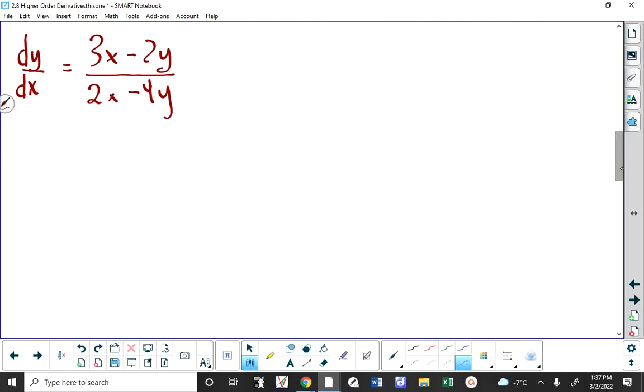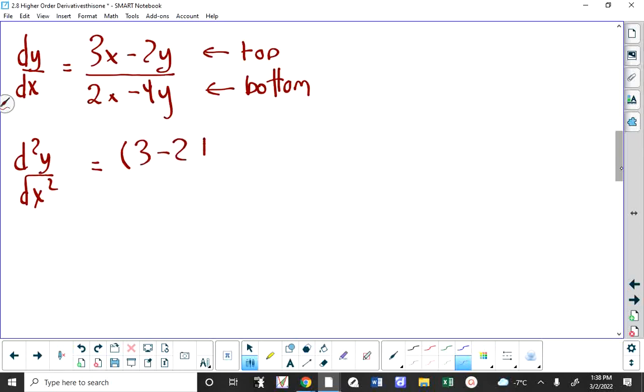So I differentiate the left side, which gives me d2y dx squared. And I differentiate the right side, but the right side is a quotient. And you know what? I don't want to totally reverse what I said earlier, but I think most, if not all of you, could do this whole thing on your own if you were very, very careful and methodical. Okay? There's a top and a bottom. So I use the quotient rule. The derivative of the top is 3 minus 2 dy dx, because the derivative of 3x is 3 and the derivative of 2y is 2 dy dx.